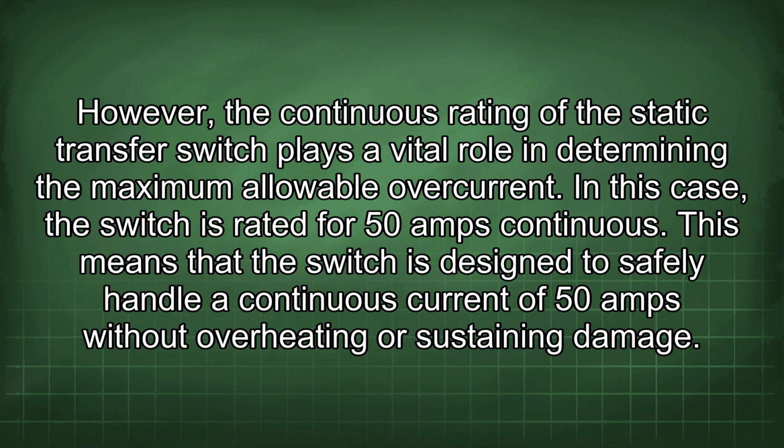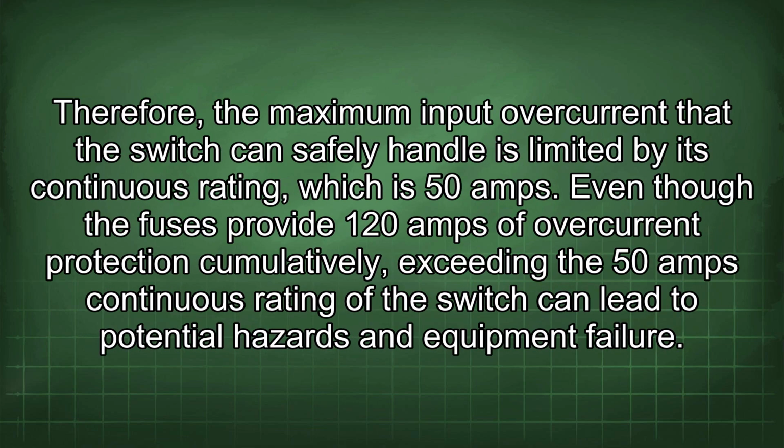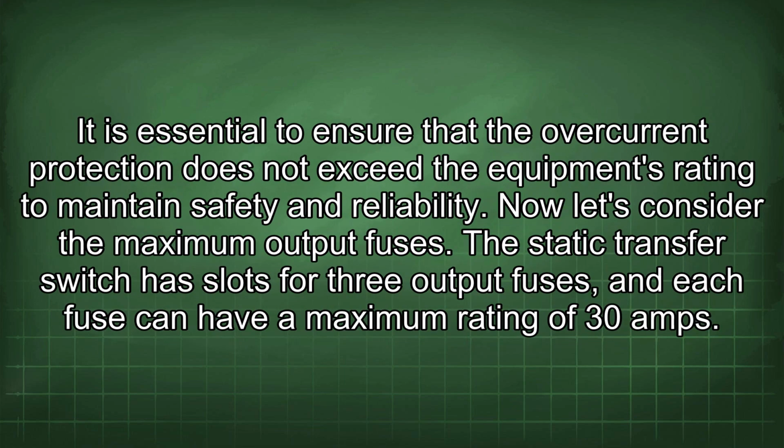This means that the switch is designed to safely handle a continuous current of 50 amps without overheating or sustaining damage. Therefore, the maximum input overcurrent that the switch can safely handle is limited by its continuous rating, which is 50 amps. Even though the fuses provide 120 amps of overcurrent protection cumulatively, exceeding the 50 amps continuous rating of the switch can lead to potential hazards and equipment failure. It is essential to ensure that the overcurrent protection does not exceed the equipment's rating to maintain safety and reliability.